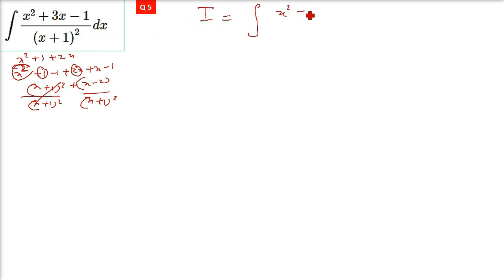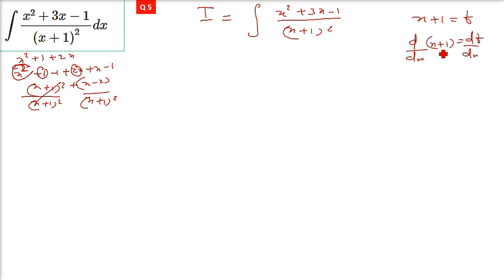Let us write I equals to integration of x square plus 3x minus 1 divided by x plus 1 whole square. So we'll take x plus 1 as t. You can take it as t, p, q, whichever character you are comfortable with. So d by dx of x plus 1 will be 1, and this will be dt by dx.